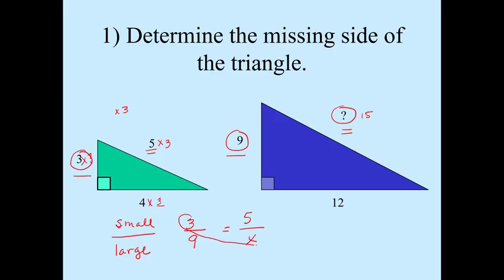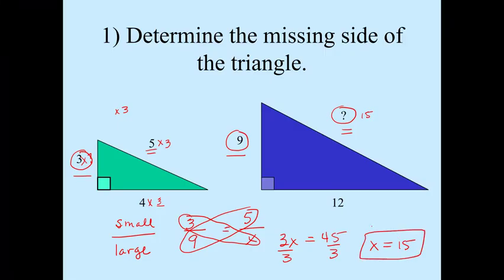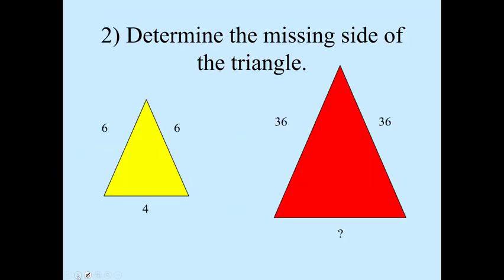So we have 3 times x, guys, which is what? 3x. And we have 9 times 5, which is what? 45. Divide by 3, divide by 3, so x is 15. You get the same answer either way. Always try to use the quick way.